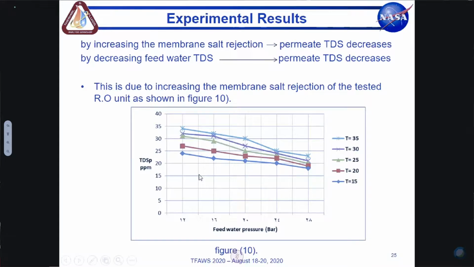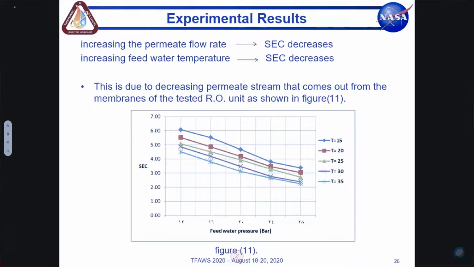Another result, by increasing the membrane salt rejection, the permeate total dissolved solids decreases. And by decreasing the total dissolved solids of the feed water, it also decreases the permeate total dissolved solids.